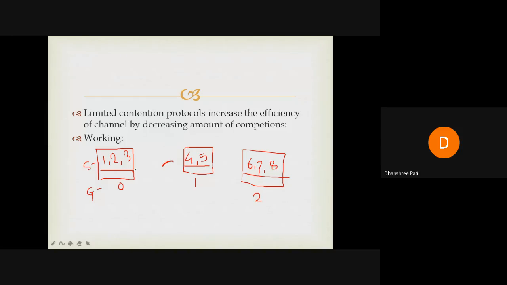Once group number 0 completes, then group number 1 will get a chance, then group number 2 will get a chance, and so on. It is called a limited contention protocol.